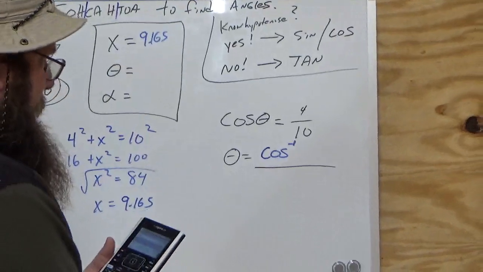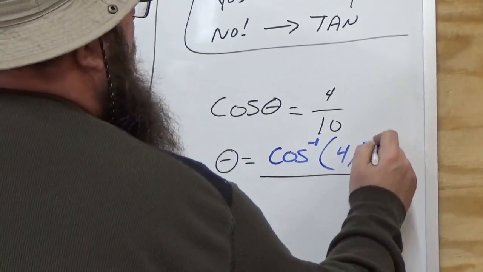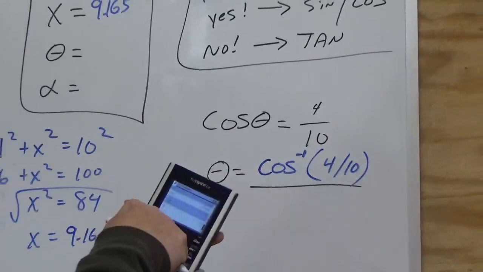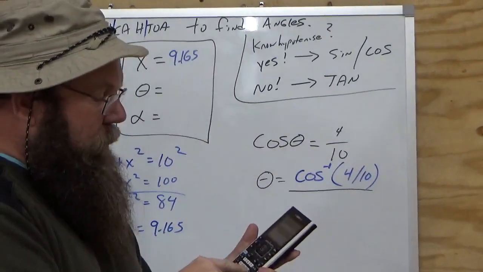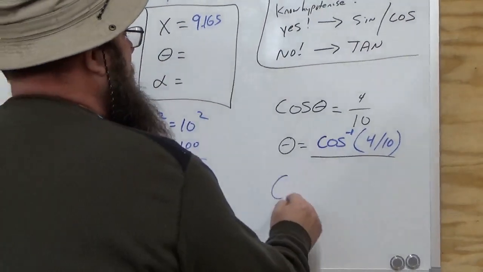Inverse cosine, parenthesis, 4 divided by 10. So I already put in my inverse cosine. I'm going to put 4 divided by 10. I'm going to hit enter, and here's what it gives me.